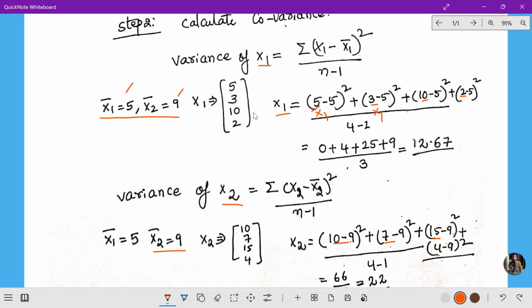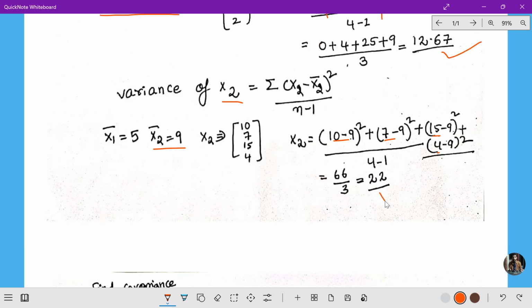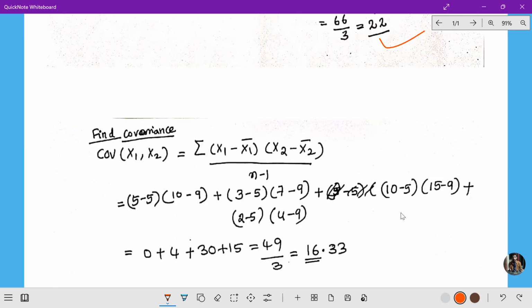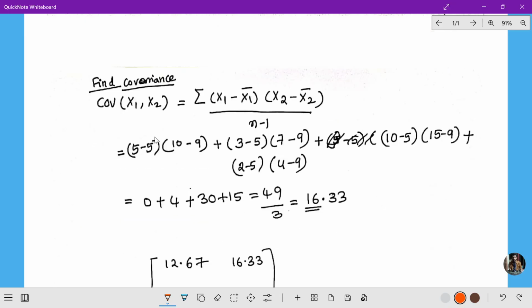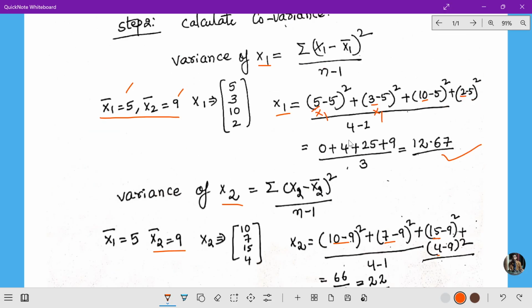Okay. Now the variance of x1 is 12.67. The variance of this x2 is 22. Now we'll find the covariance. So when we find the covariance, again we have a formula, that is sigma of (x1 minus x1 bar)(x2 minus x2 bar) by n minus 1.